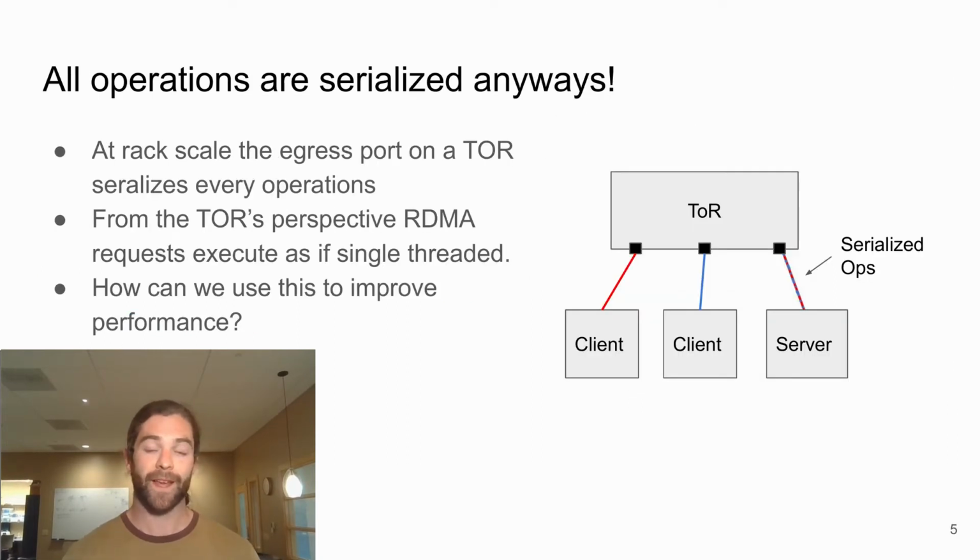Now, the thing is that all these operations are serialized in the network anyways. Under the assumption that this is operating at rack scale, once these RDMA operations flow between clients through a ToR, by the point that they hit the egress port on the switch, they're serialized operations because only one packet is being delivered at a time. And so from the ToR's perspective, these RDMA reads and writes are executing very similar to how a single-threaded program would observe them. Again, the question that we're asking here is, given that we now understand that this naturally concurrent RDMA read-write traffic from multiple clients is serialized, how can we use this knowledge in the network to improve performance?